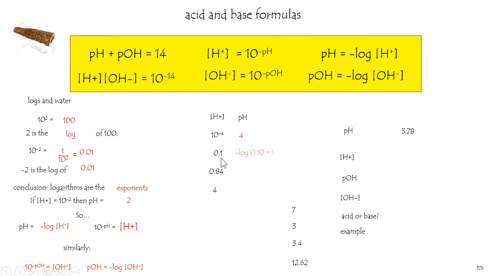The pH is 1. Here I think you're going to need a calculator because who knows what the negative log of 0.84 is. Plug it in, you should find that it's 0.075. Take the negative log of 4 and you might be surprised that you get a negative number, negative 0.6, and that's possible. The pH can go below 0 for very strong acids.